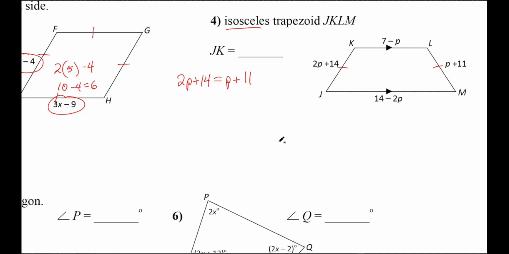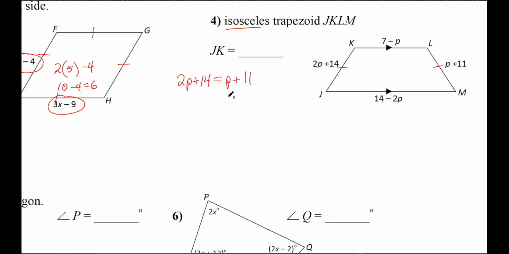And now I solve for p. Once I solve for p, then I plug it back in, find the length of that side. JK is that side right there. And then I've got my answer. It's as easy as that. Super easy. Every single person in here should be able to do this. If you're watching, if you're paying attention, you'll be able to do this.